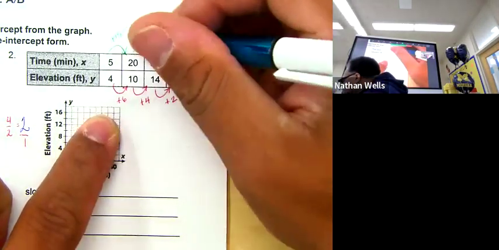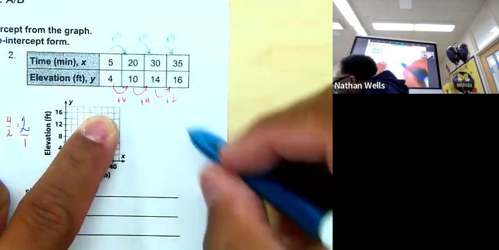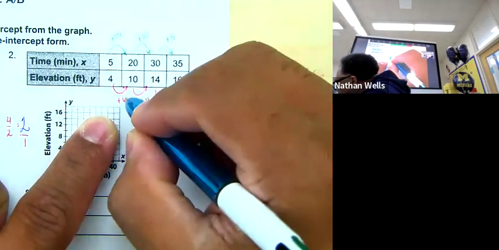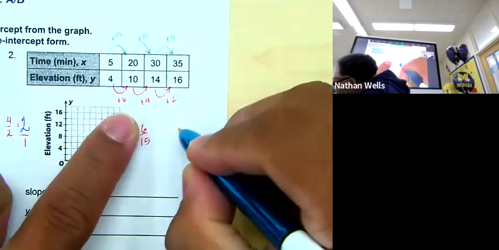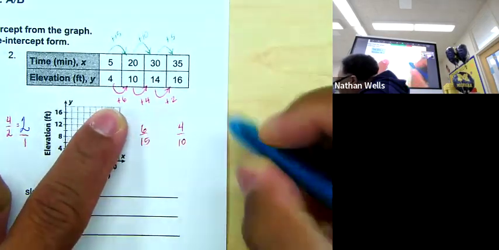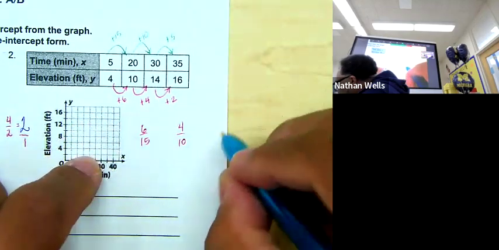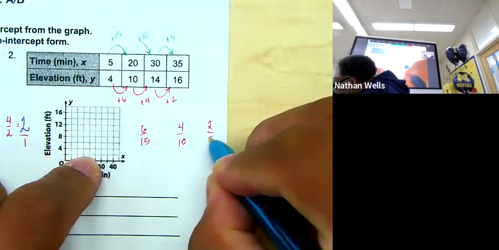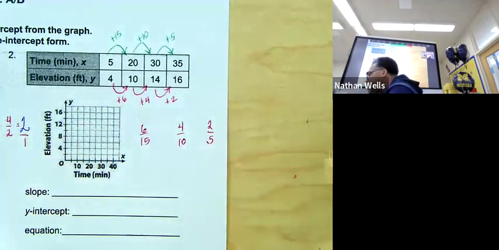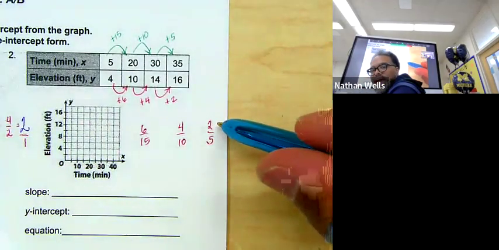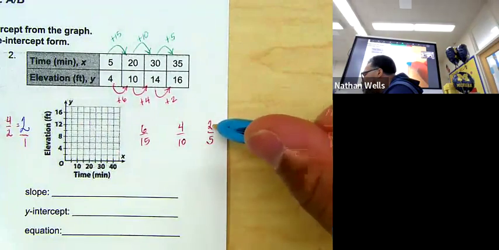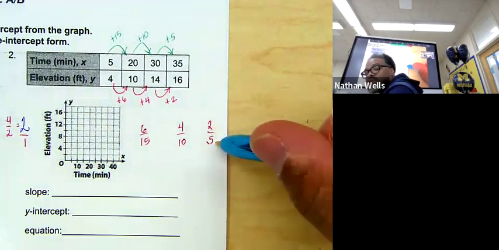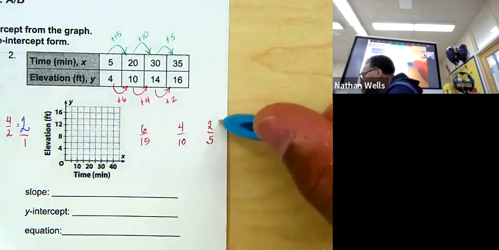Place those as my y values over my x values. So I get 6 over 15. I get 4 over 10. And I get 2 over 5. Now, I can't do division and get a nice even number, so I'm just going to leave it as a simplified fraction. The biggest number that goes into 2 that also goes into 5 is 1, so that's already in simplest form.